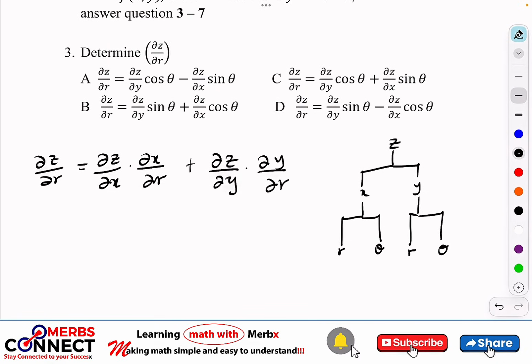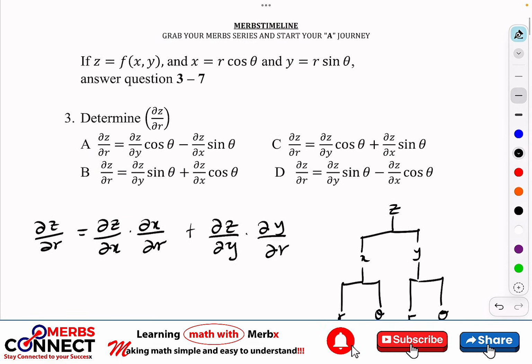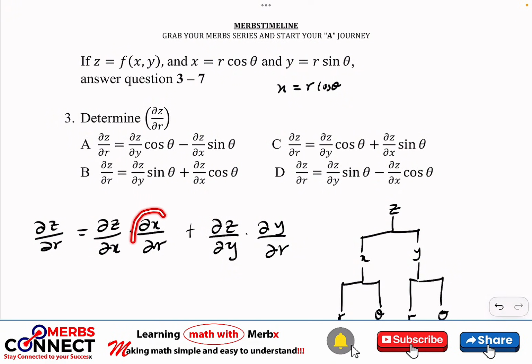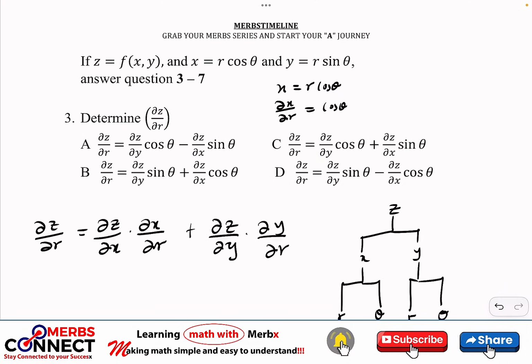So this will be our equation. All we need to do now is, we know that x is equal to r cos theta, right? So we can differentiate, since we want the partial of x with respect to r, we can differentiate this with respect to r. So partial of x with respect to r is going to give us cos of theta, because when I differentiate r with respect to r, I'm going to have 1. So this is just going to be cos.